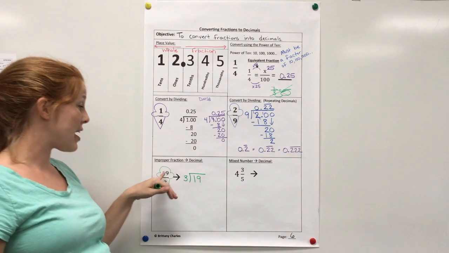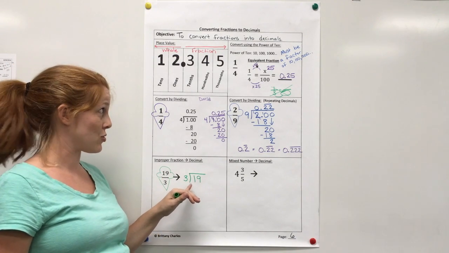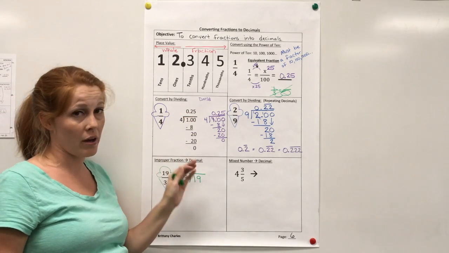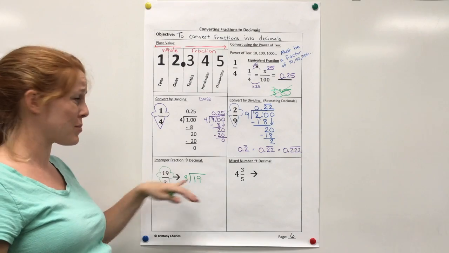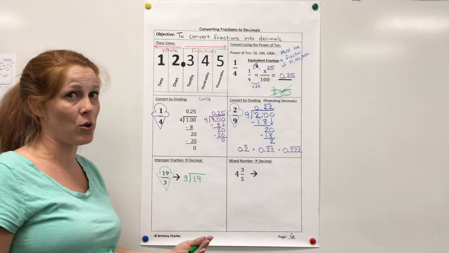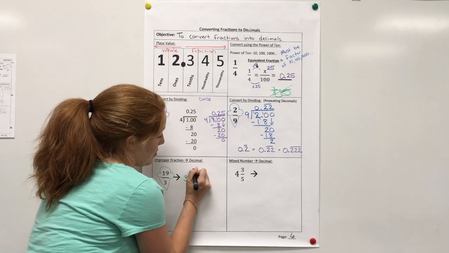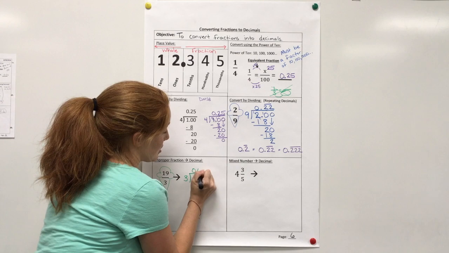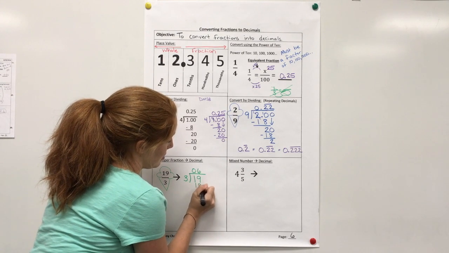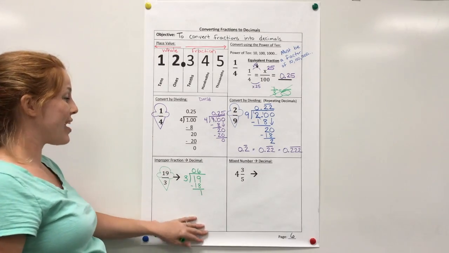Now, this time, since it's improper, that means it is going to go in. So don't get in the habit of putting 0 point every time you divide. Sometimes, especially if you have improper or mixed number, you have a whole number. So 3 doesn't go into 1, but it does go into 19. So 3 times 6 is 18. I subtract, and I get 1. Well, now I have a remainder.